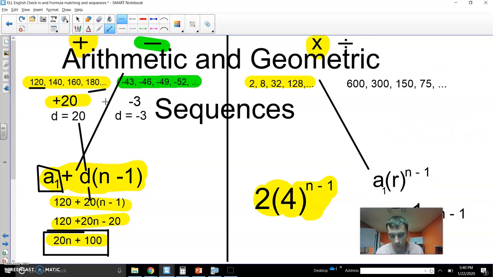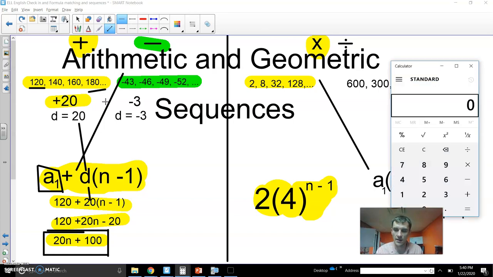So that's how the formula works, and it allows us to basically analyze some type of pattern and be able to predict what the future would be. So you could plug in 100 to find the 100th number. And that would be 20 times 100, 2,000 plus 100. I know that the 100th number in the sequence would be 2100. So that's what's great about the formula. Kind of helps you predict the future.